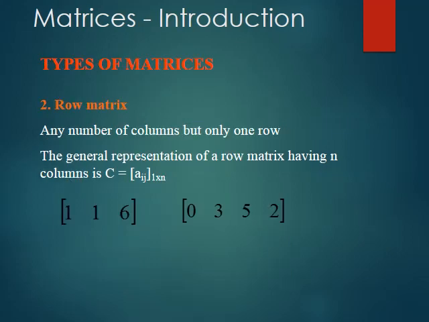Now, row matrix, a matrix having any number of columns but only one row. In general, a matrix represented as Aij 1 cross n. It is clear from the order that in this matrix there is only one row and n columns. For example, matrix 1, 1, 6. It is having only one row and 3 columns. In second matrix there is only one row and 4 columns. So clearly a row matrix has only one row and any number of columns.